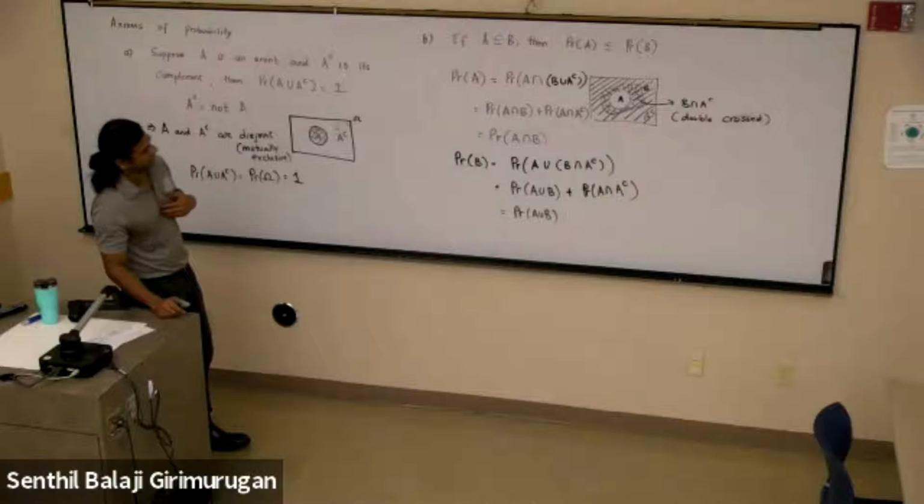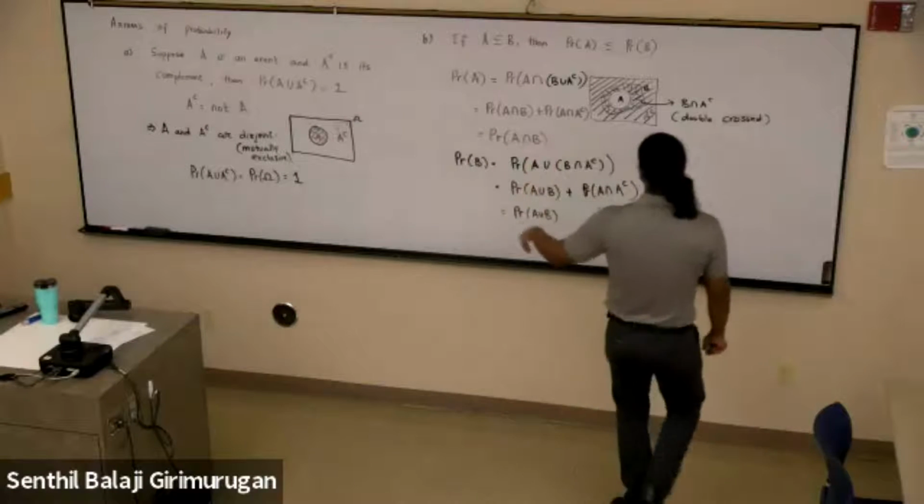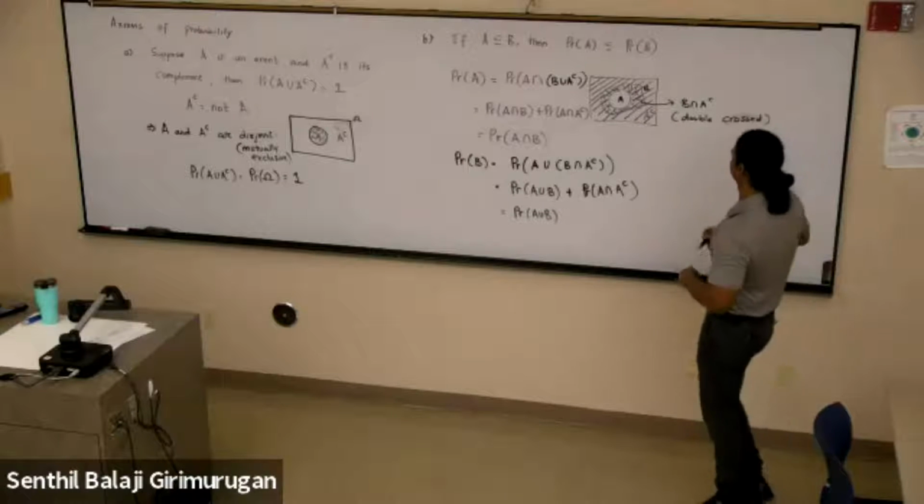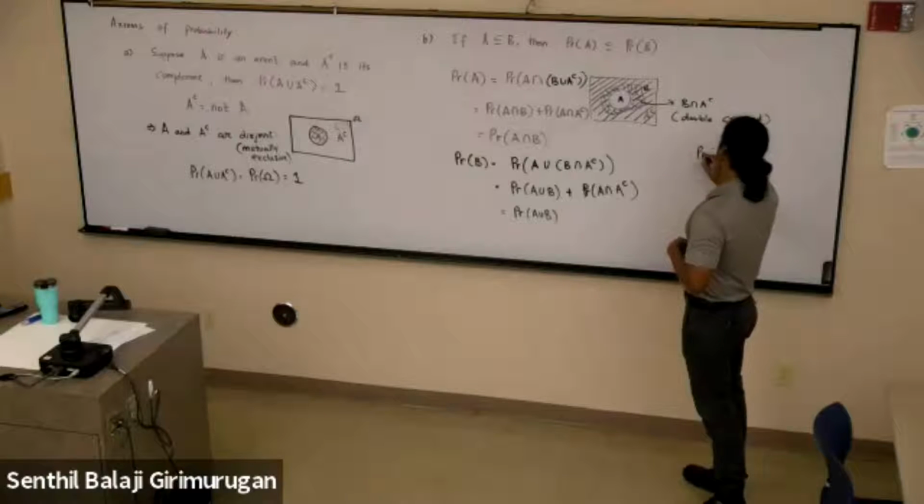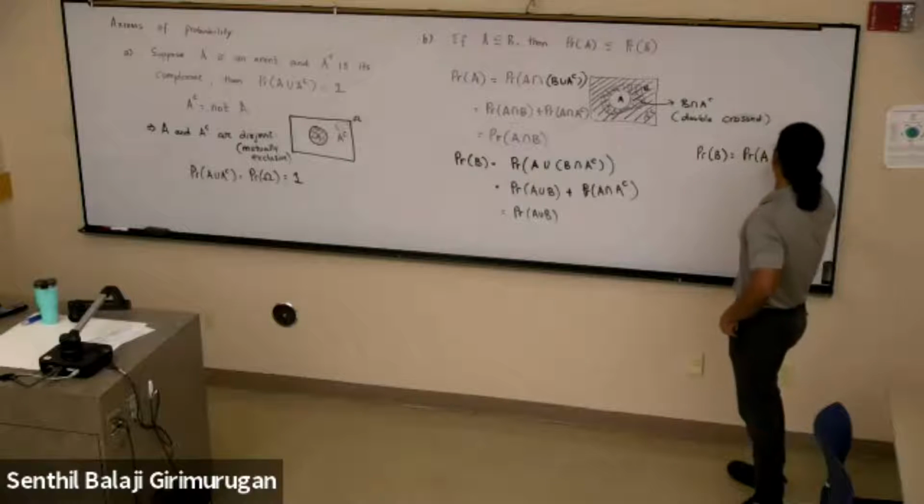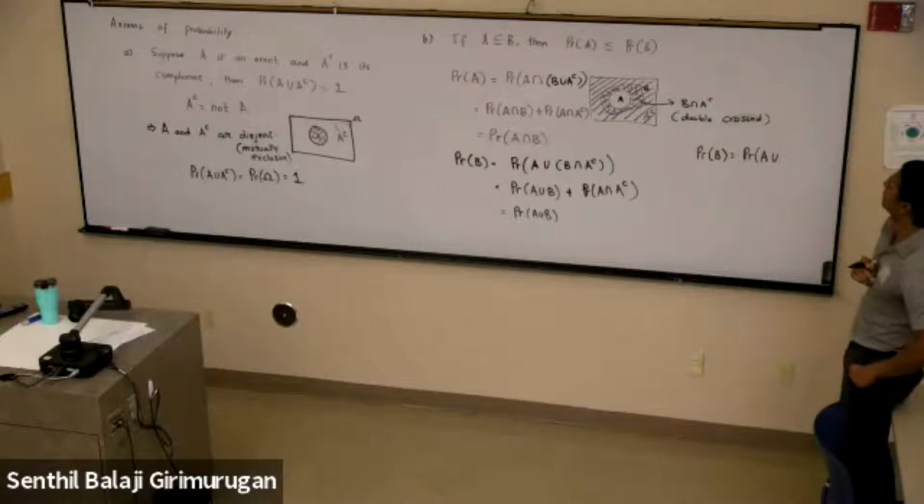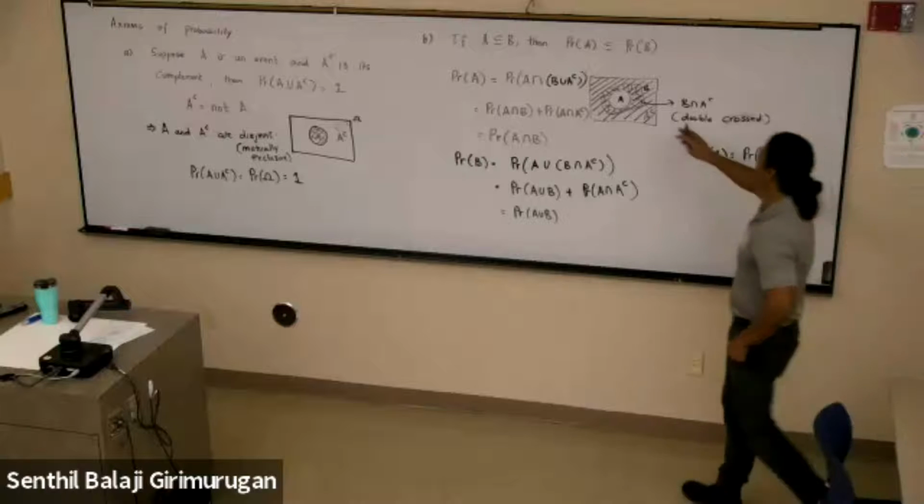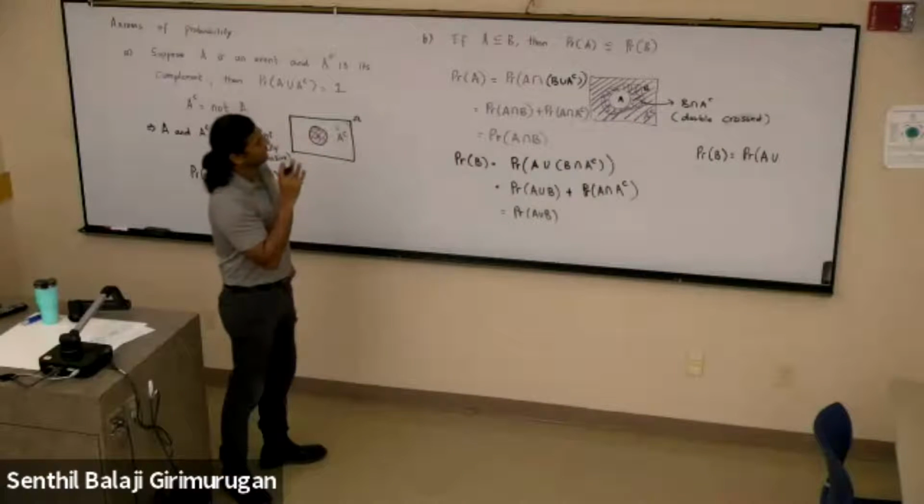Let's see, what other ways could we address this? Using these two, we could actually come up with the addition rules. In terms of union, could I write it in a different way? A union... the probability of B, which would be all of these, which would be the probability of A union.